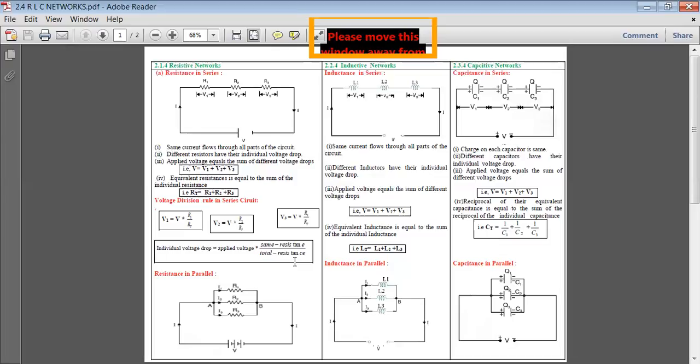Right. So we'll continue in the next class with resistance in parallel.